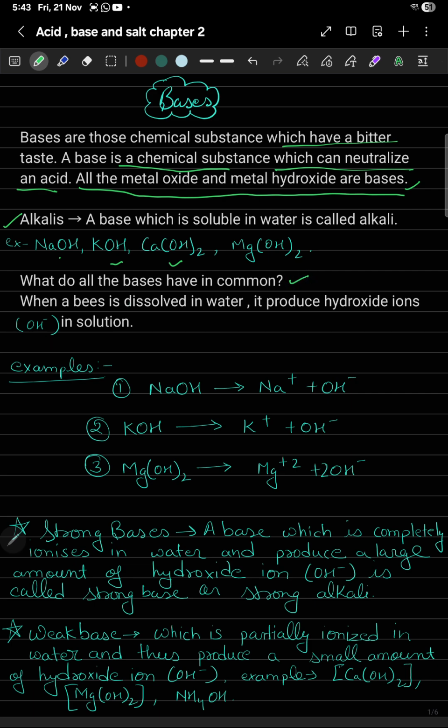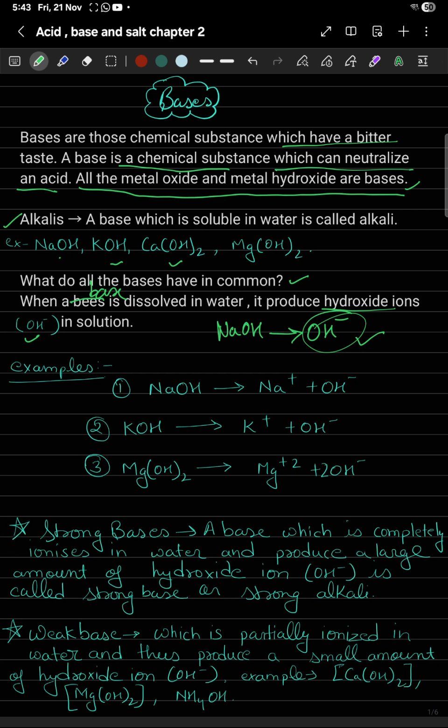What do all the bases have in common? That is an important question, or you can say a basic concept of the base. What is common in all the bases? When a base is dissolved in water, it produces hydroxide ions. What is the meaning of hydroxide ions? OH negative in solution. So when any base is dissolved in water, it gives you the OH ions, that is known as the hydroxide ions. So this is the common part of all the bases.